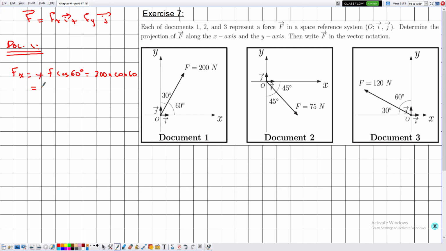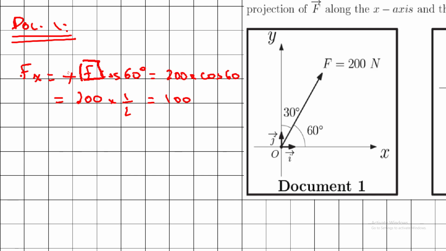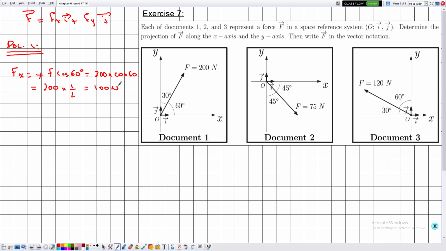Now plugging this into the calculator, making sure that the calculator is in degrees mode: cosine 60 multiplied by 200. Cosine 60 is equal to half, so this is simply 100. Since F is expressed in newtons, the value of Fx will be in newtons. Then Fx is equal to 100 newtons.